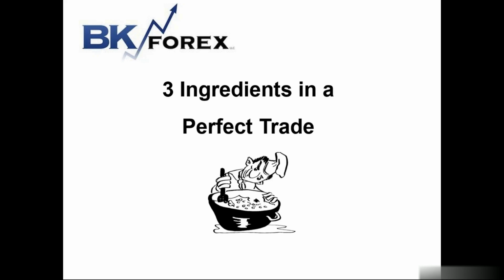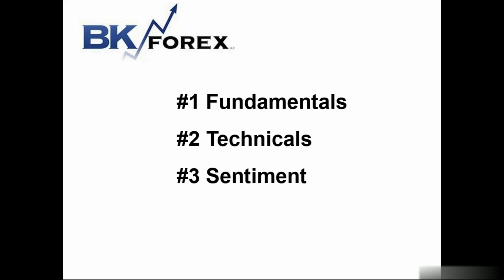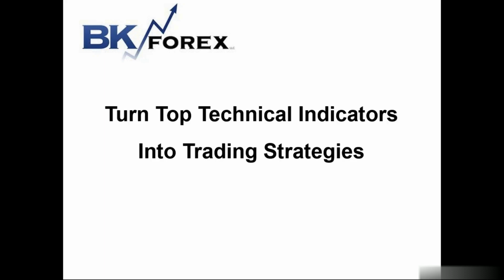Now, when it comes to trading, we talked about technical analysis, we talked about identifying the market environment, we talked a lot about fundamentals. I want to remind you that generally speaking, there are 3 ingredients in a perfect trade: fundamentals, technicals, and sentiments. And you want as many of these things on your side as possible. And that's really the way to isolate the best types of trades. So with that in mind, let's turn to technical analysis.